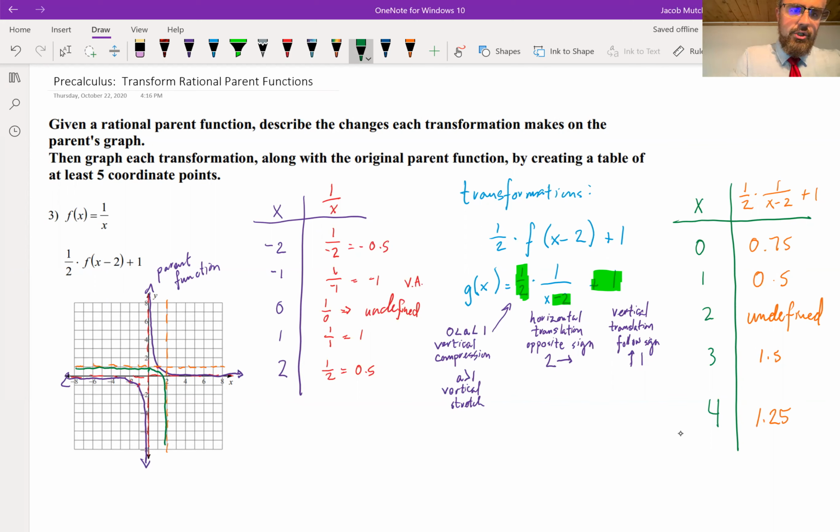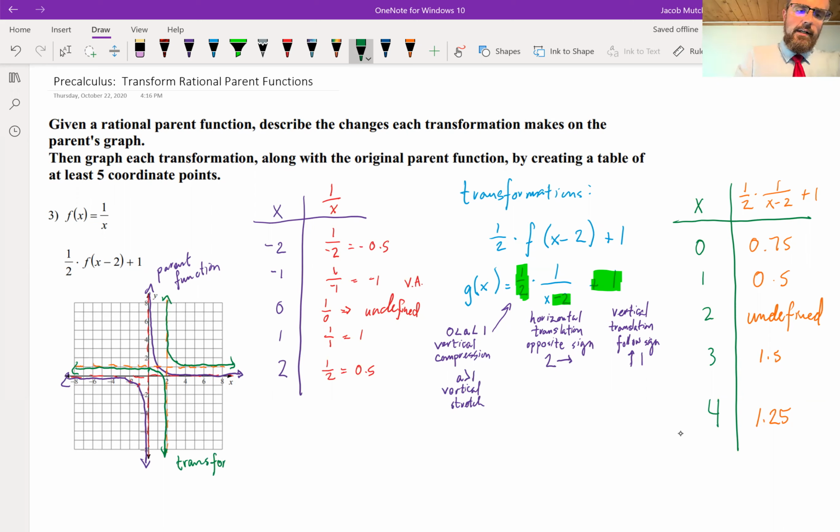And notice it's much closer in terms of being tight to the asymptote than the original parent function. That's a little tricky to see, but we can definitely see that in the points and on the graph once we plot that. At 3, it's at 1.5. And at 4, it's 1.25. Everything's closer to the horizontal asymptote. And I'll go ahead and label that green one is my transformation.